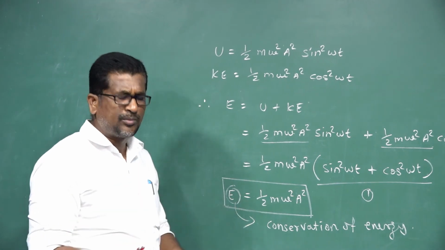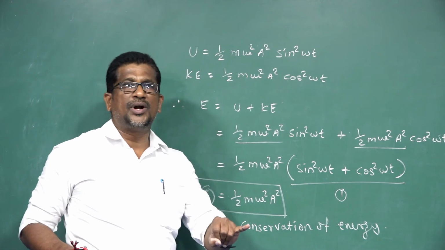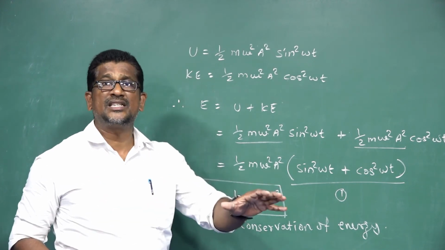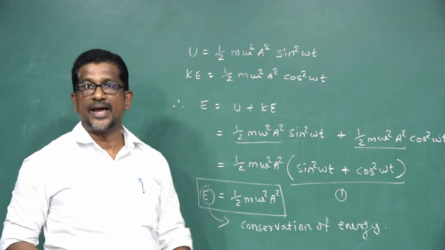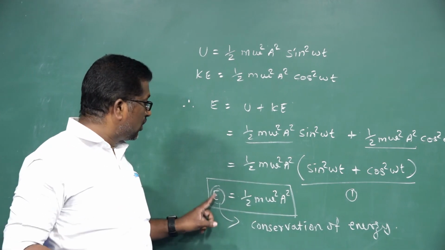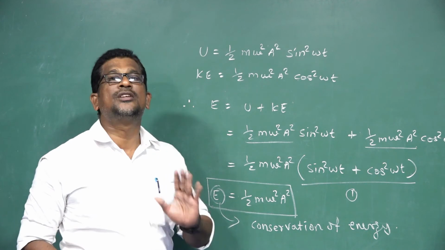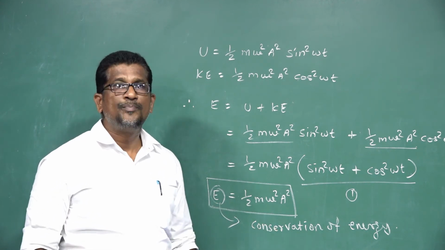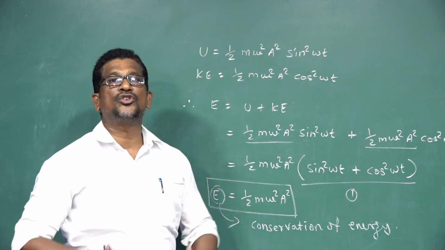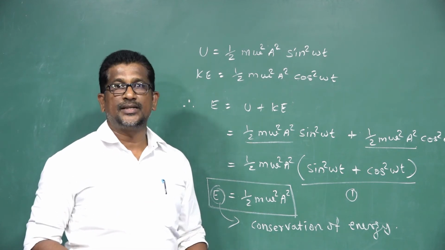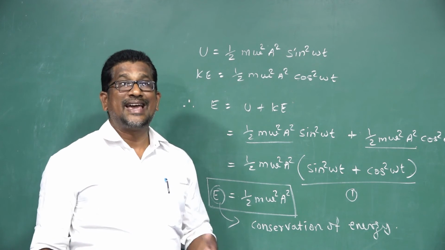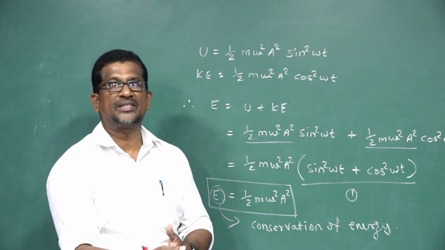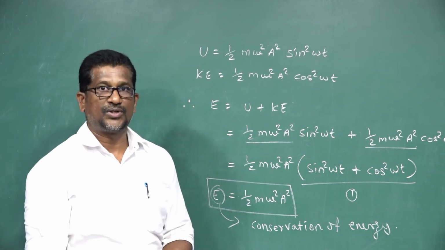So in simple harmonic motion, the potential energy and the kinetic energy of the particle continuously change with the displacement and also with the time. But the total energy of the particle remains constant. Now, the variation of potential energy with respect to time and the variation of kinetic energy with respect to time can be represented with a simple graph.